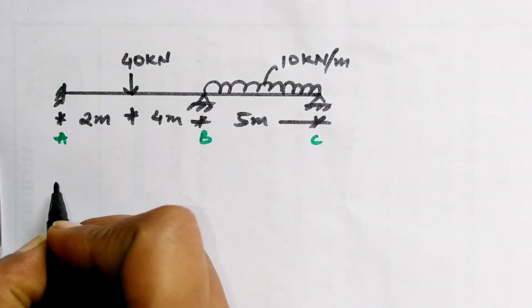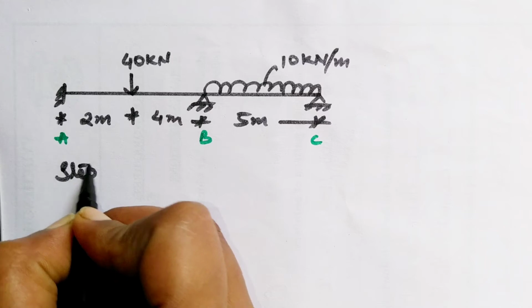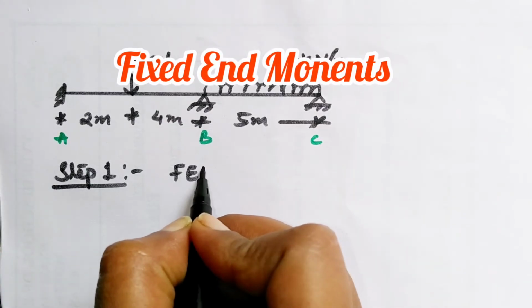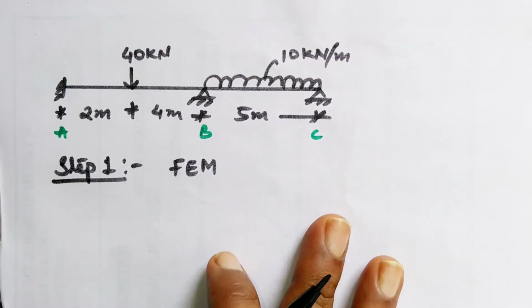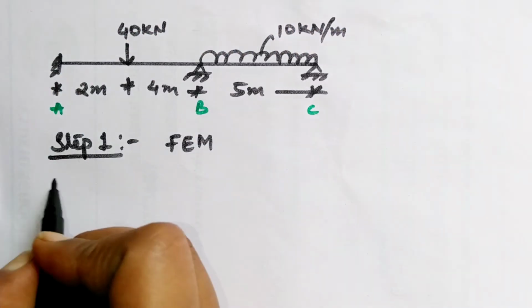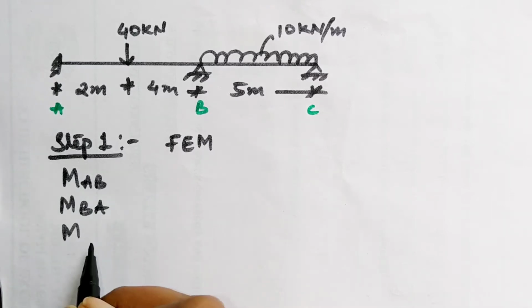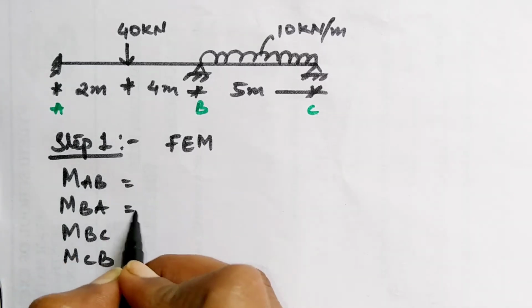Let's go to step number 1. Step number 1 is your fixed end moment. Fixed end moment, FEM, we can write in the short manner. So in this question, how many members are we having? We have AB, BA, then your BC and CB.